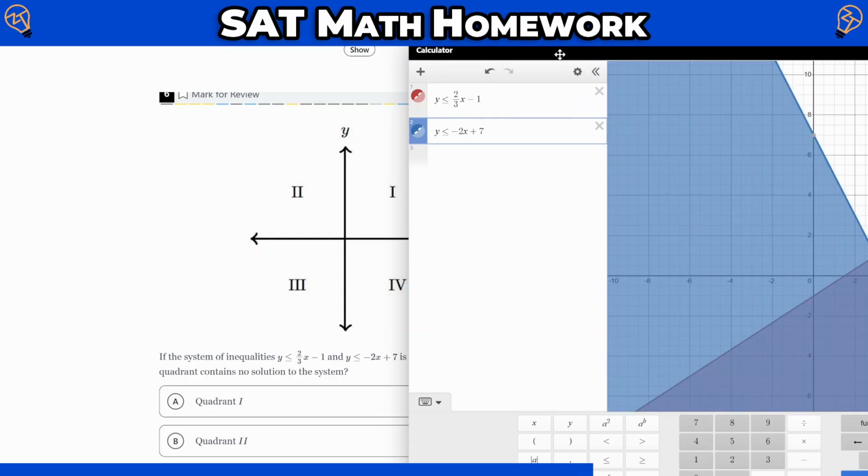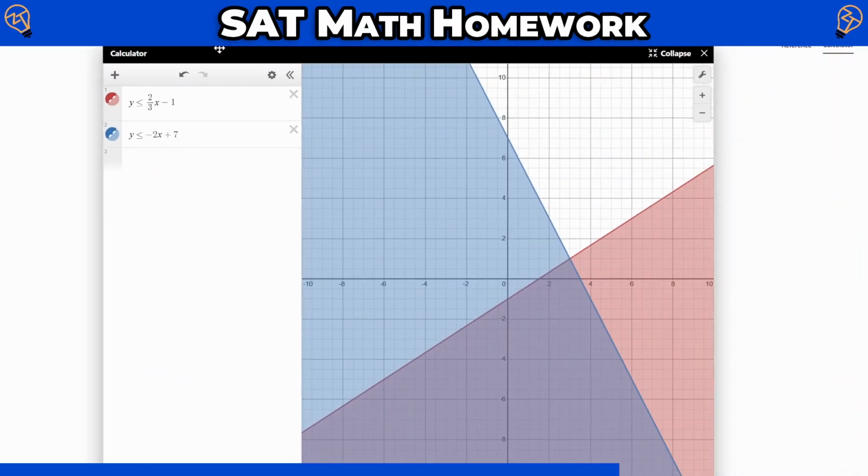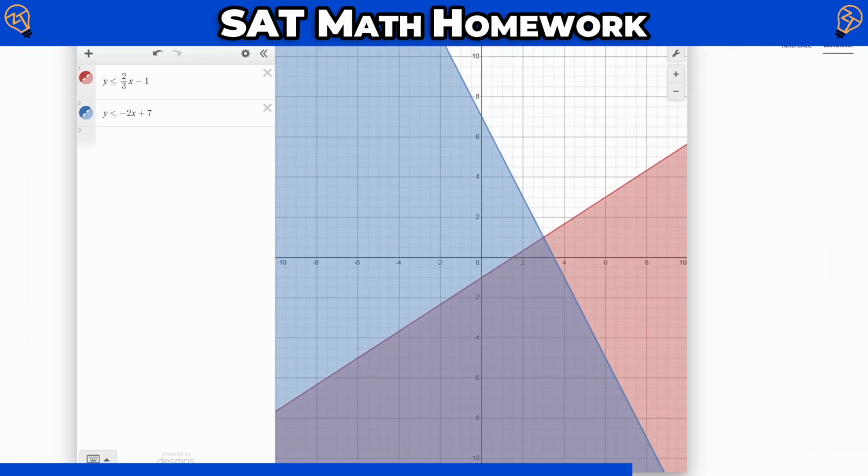And keep in mind, our goal here is to figure out in which quadrant is there no solution. Now, the solutions, whenever we're talking about linear inequalities, is going to be the area that's shaded in both colors. In other words, we have both blue and that red color all here.